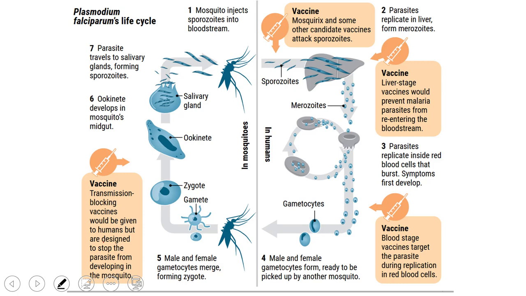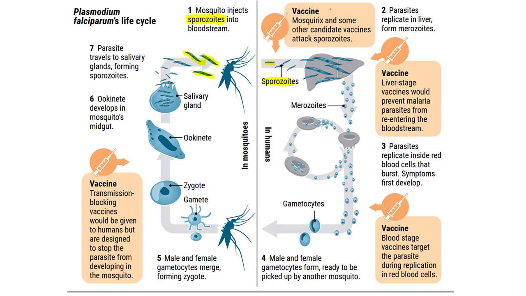The mosquito injects sporozoites into the bloodstream. So sporozoites are the first form of the parasite, and they're these spindle-shaped structures. So the mosquito bites you and the sporozoites get into your blood. They don't directly invade the blood cells first, though. They go directly to the liver.